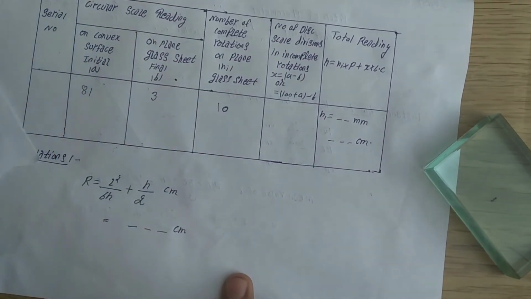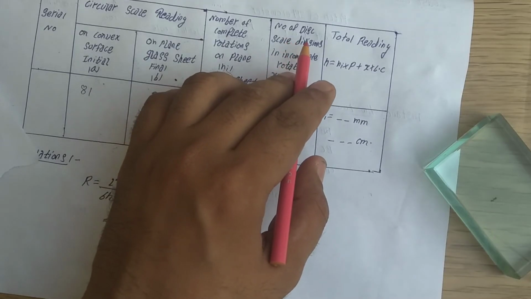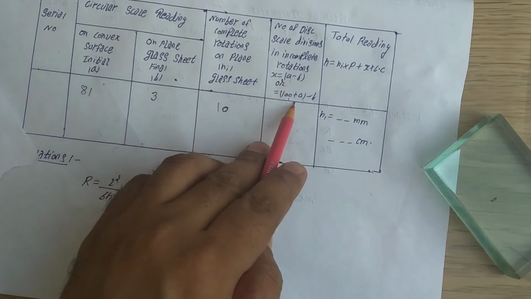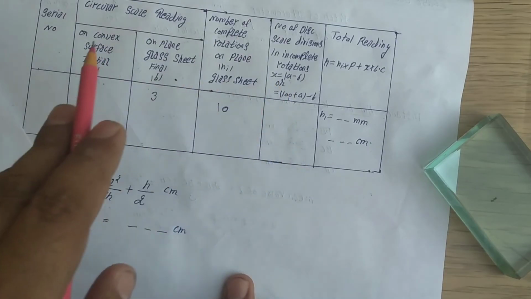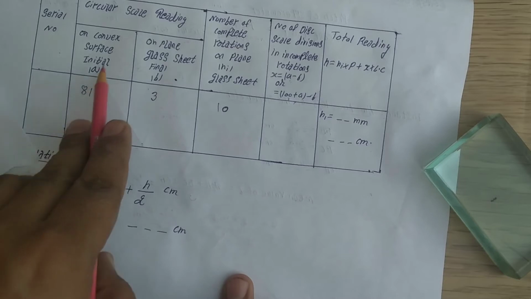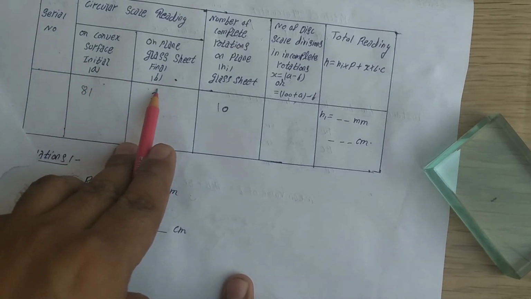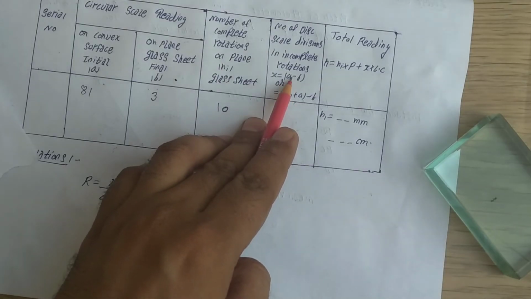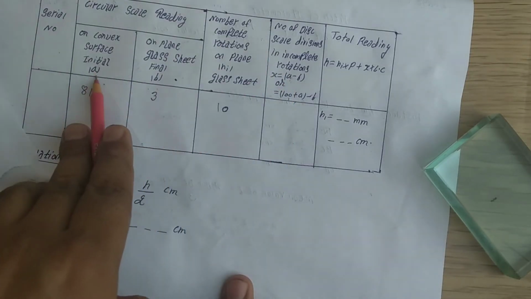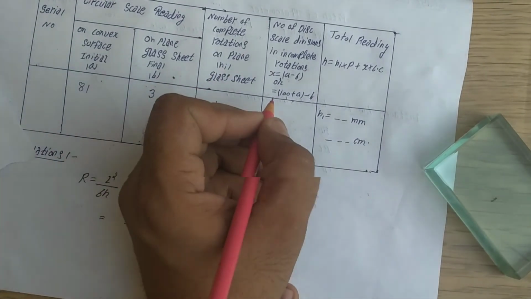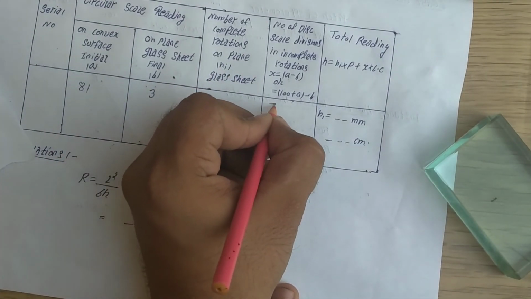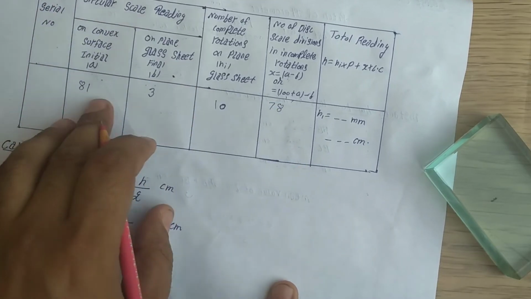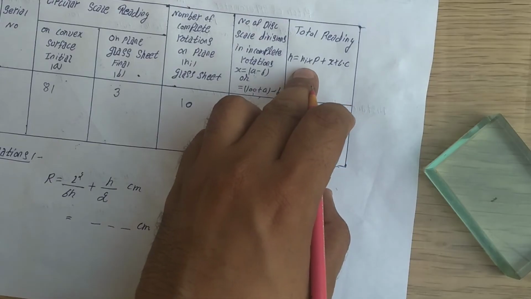Next, note down the total number of incomplete divisions on the circular scale. There are 2 formulas to calculate the incomplete rotation. If the initial reading is greater than the final reading, then always give preference to the first formula. So first subtract the final reading from the initial reading, and the answer comes out to be 78.